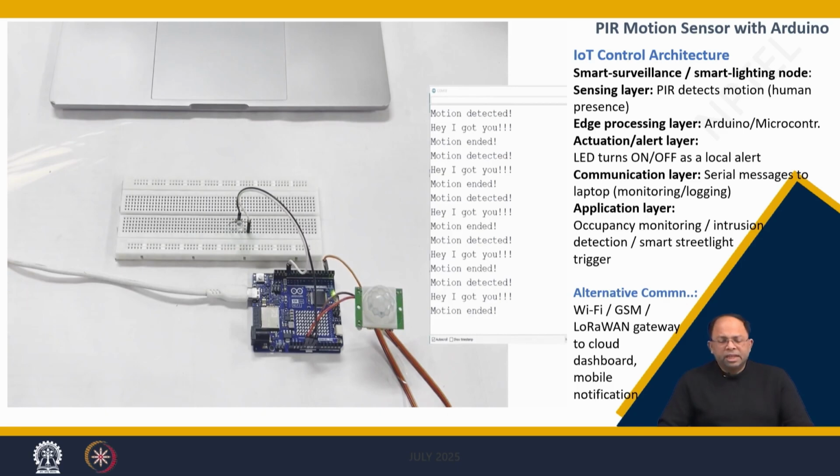But the other thing is we can do some alternative communication as well. That means instead of sending the data to the serial monitor, I could send the data via Wi-Fi or GSM or a LoRaWAN gateway to a cloud dashboard or to mobile notifications, so that we can get a detection that somebody is breaking into my building. So that also could be done.